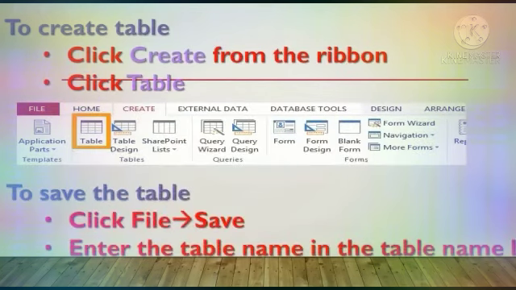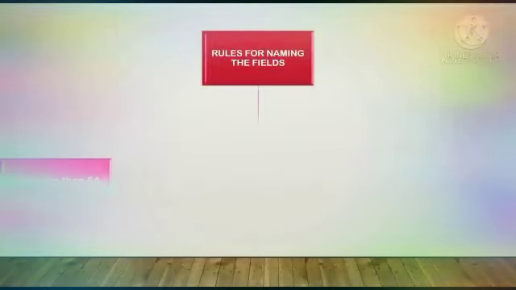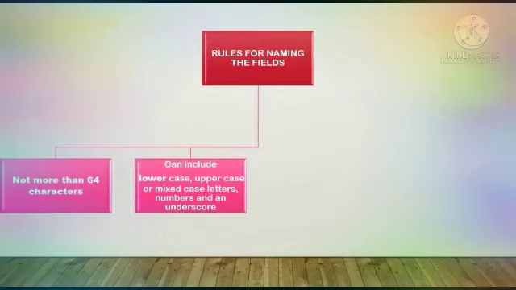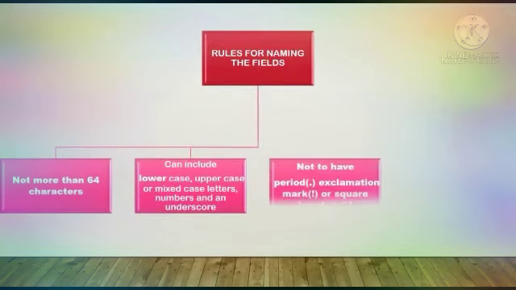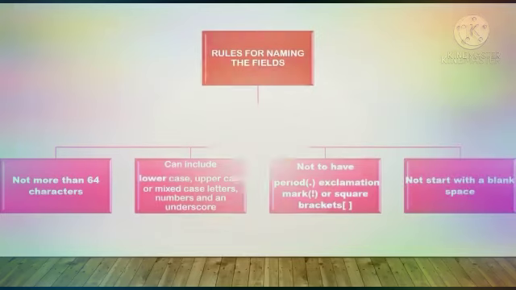To create a table, you have to click Create from the ribbon and click Table. To save the table, click Save. The Save dialog box appears. You have to type the file name there. Field names are not supposed to have more than 64 characters. They can have lowercase, uppercase, numbers and underscore. They are not supposed to have a dot, exclamation mark or brackets. They are not supposed to start with a blank space.